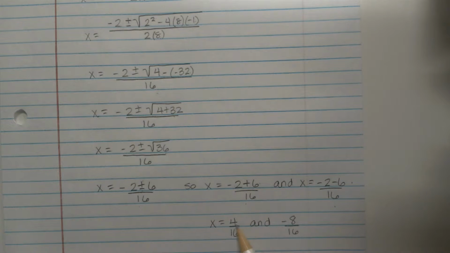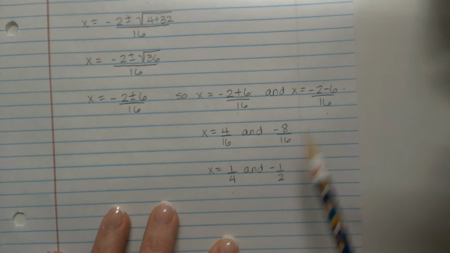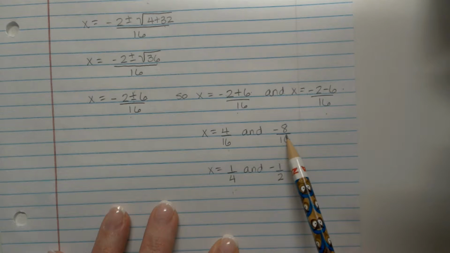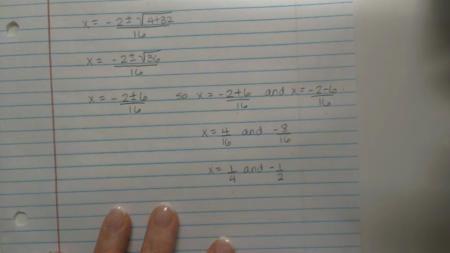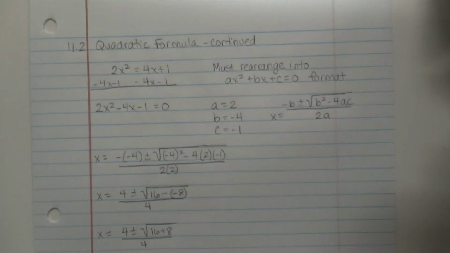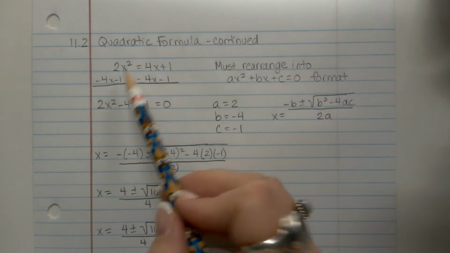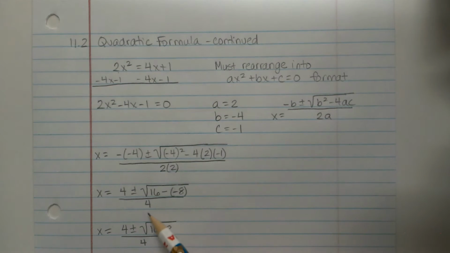So negative 2 and 6 is 4, and then I simplify that fraction. Negative 2 and negative 6 is negative 8, and I simplify that fraction. So in this case, you got 2 numbers. Both answers are correct. X could be 1/4 or negative 1/2. Let's do another one. This one's different. Now the problem with this one is it's not in the right format.